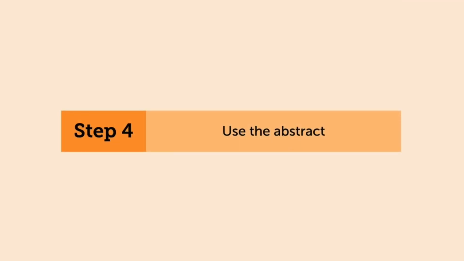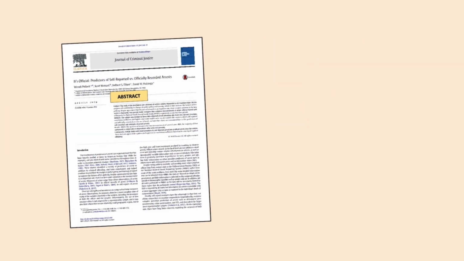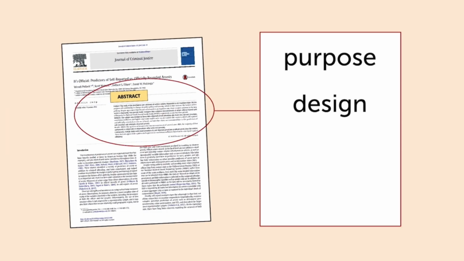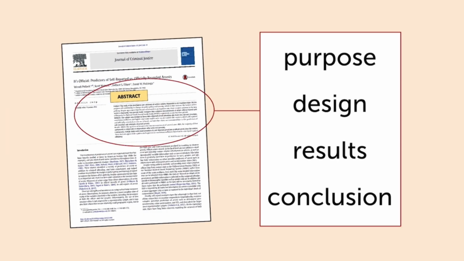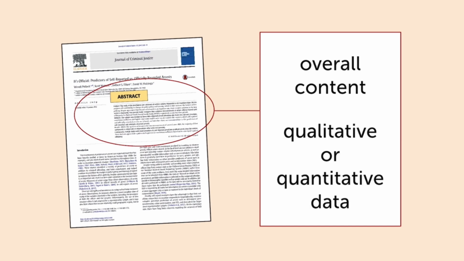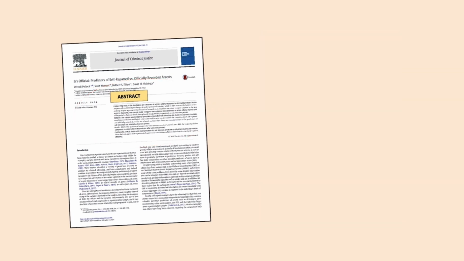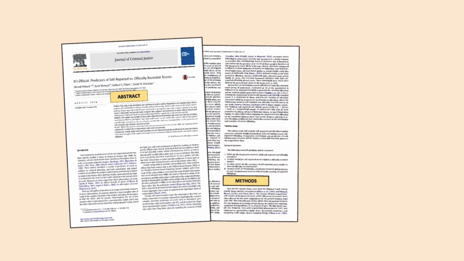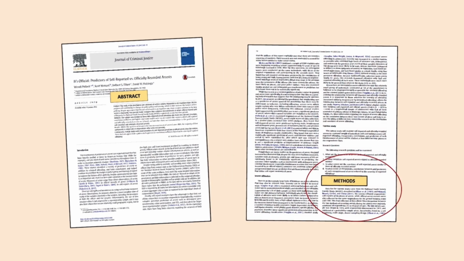First, try looking at the article's abstract. The abstract summarizes the purpose, design, results, and conclusions of the study. You can use the abstract to quickly review the overall content of the paper. The abstract will usually indicate if the article is qualitative or quantitative. If you do not see the method listed in the abstract, look for the method or methodology section of the article. This section will provide a detailed description of the methods used in the research study.